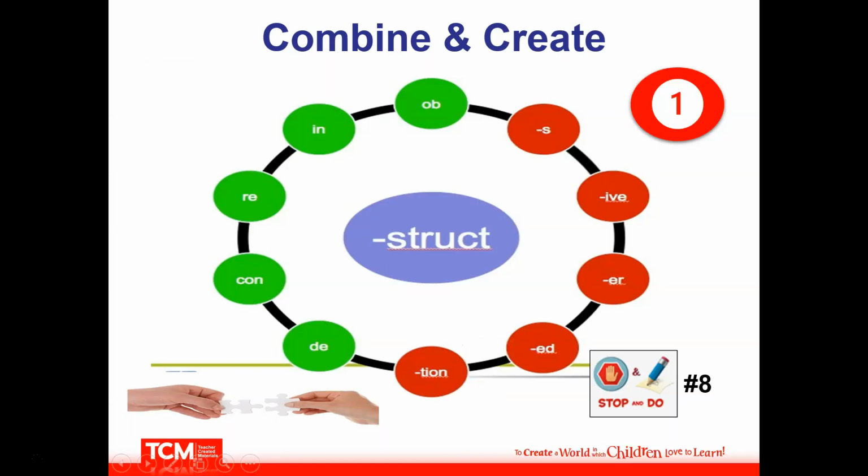I'd actually like for you to engage in what combine and create looks like. You have this in your learning reflection guide. Very simply, I've given you 5 prefixes that are indicated using the color green, and I've given you 5 suffixes that are indicated using the color red.